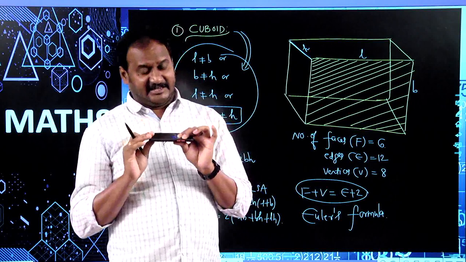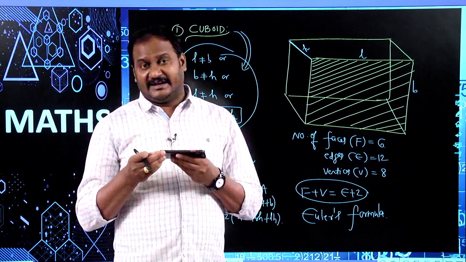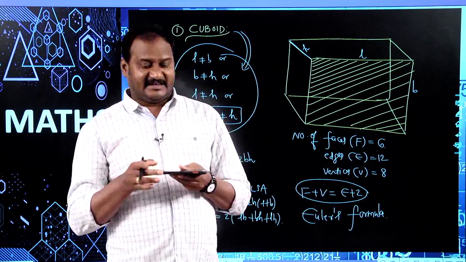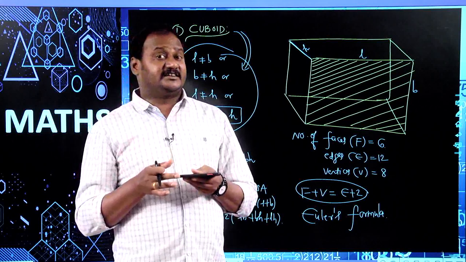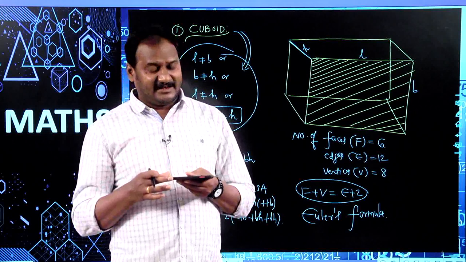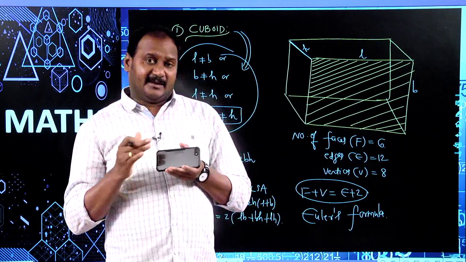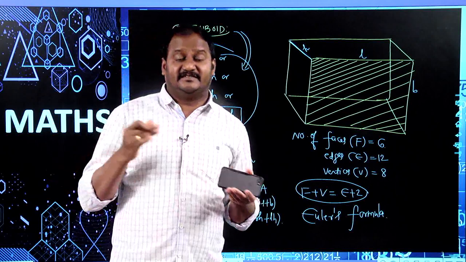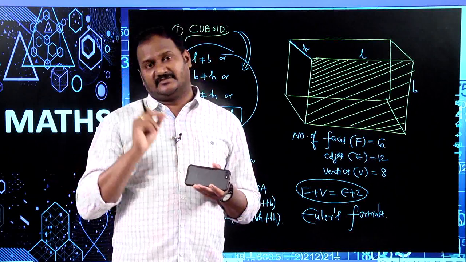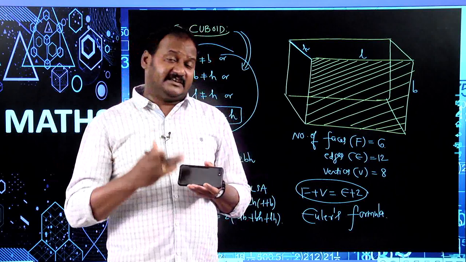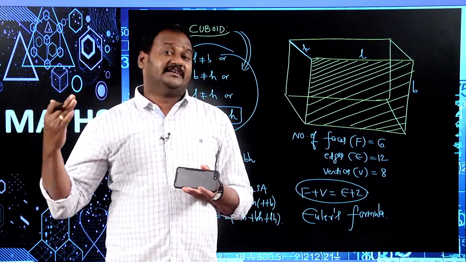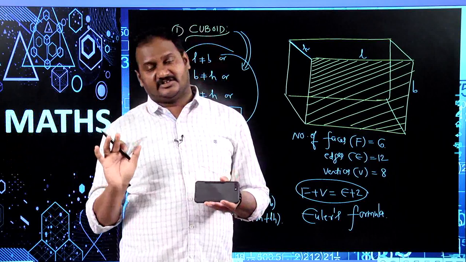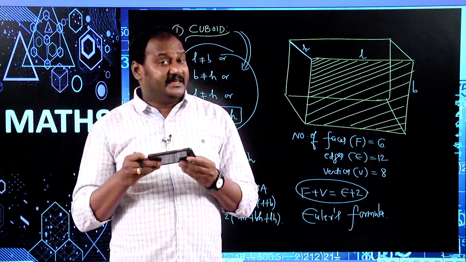Suppose you cut this into H number of rectangles, because the height is going to be H. If you consider H number of rectangles, then LB plus LB plus LB plus LB, like that. How many rectangles are you cutting this into? H number of rectangles. Then LB plus LB plus LB and so on, till H times, then it is going to be LB times H, which is equal to LBH.